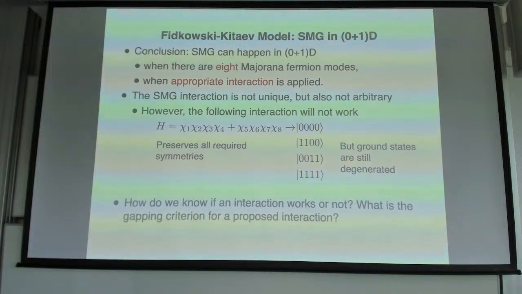Okay, so you can see the interaction is not unique, but it's also not arbitrary. Meaning that if I'm very careless and just write down an arbitrary 4 fermion interaction, I have 8 Majorana modes, right? I can use these Majorana operators. This is a legitimate 4 fermion interaction. You will find that the ground state is still 4-fold degenerate. So sometimes it won't work if you don't design the interaction appropriately. So that's why there is this question: how do we know if an interaction works or not for symmetric mass generation? What is the gapping criterion for a proposed interaction?